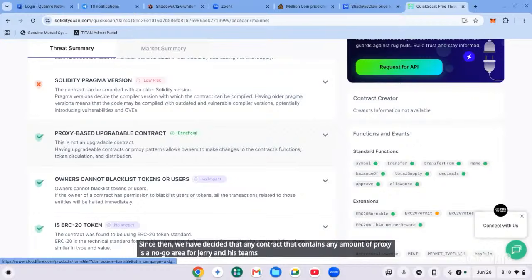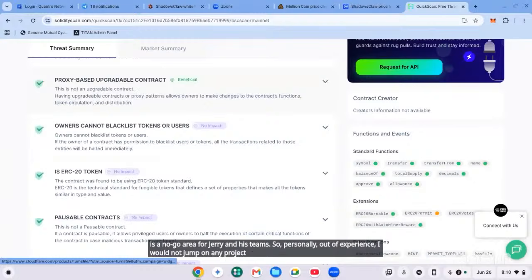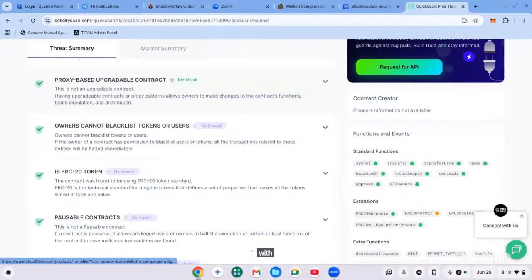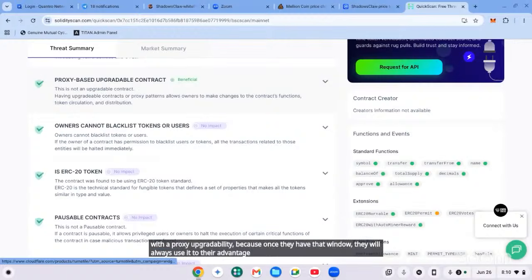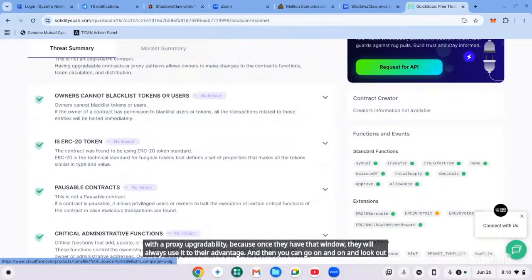So personally, out of experience, I will not jump on any project, no matter how good it is, with a proxy upgradability, because once they have that window, they will always use it to their advantage. And then you can go on and look out for all the things you have said.